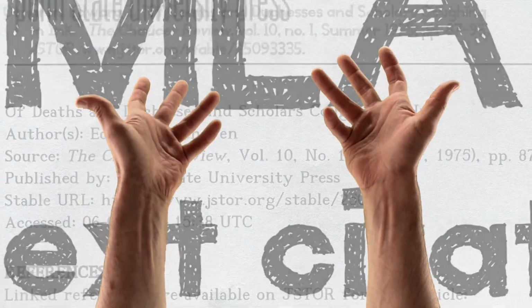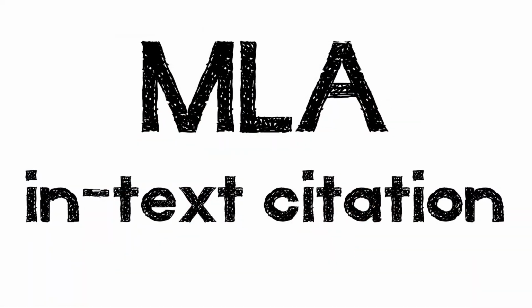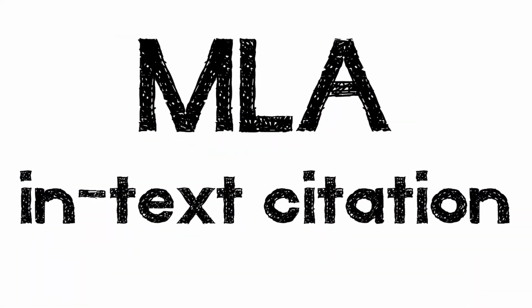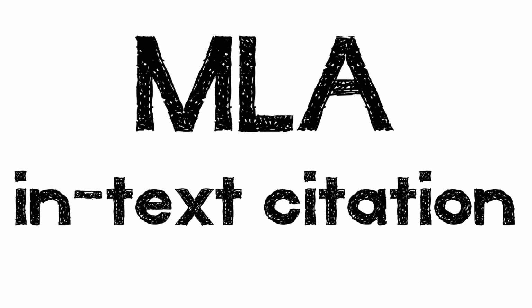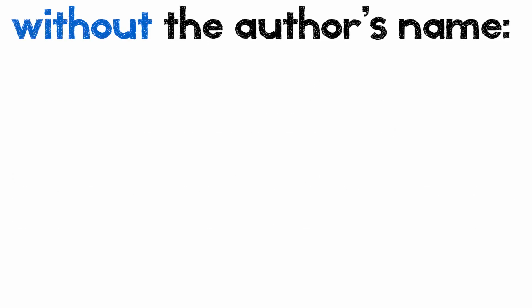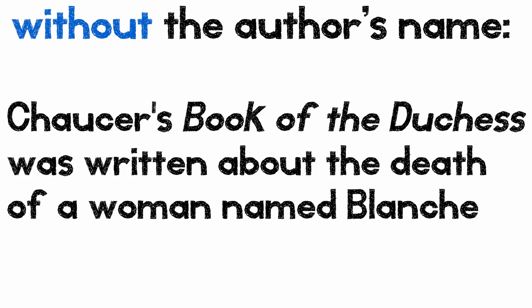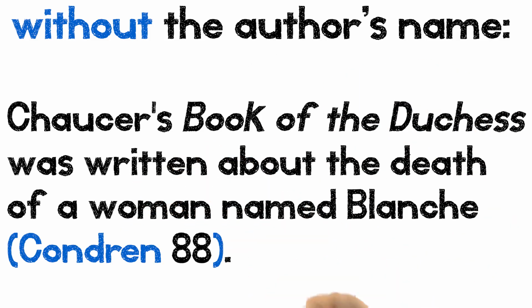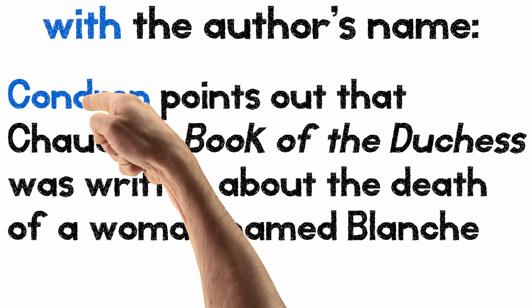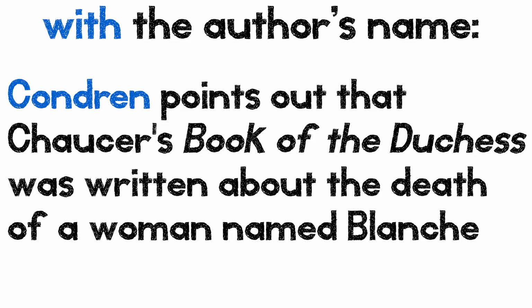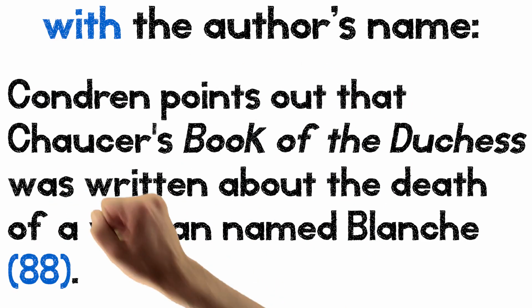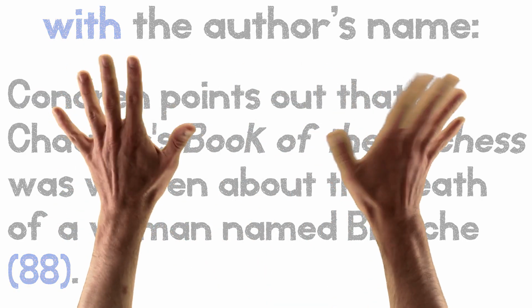But what about in-text citation? Thankfully, that's pretty easy, although there are a couple ways to go about it depending on whether or not you mention the author's name in the sentence. If you refer to the article without using the author's name, we give credit by putting his last name in parentheses at the end of the sentence, followed by the page number where the information comes from, like this. Easy enough. If you do mention the author's name in the sentence, we only need to share the page number in parentheses, like so. So that's citing an article according to MLA 8th edition.